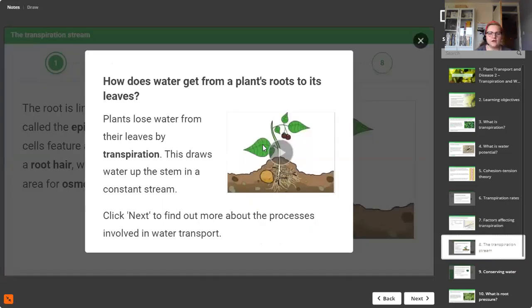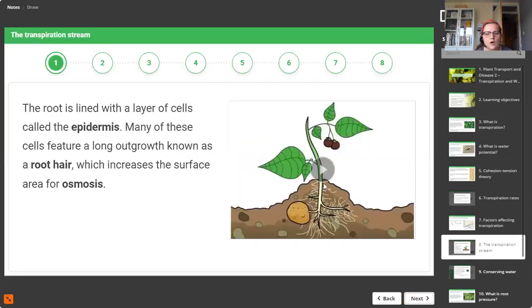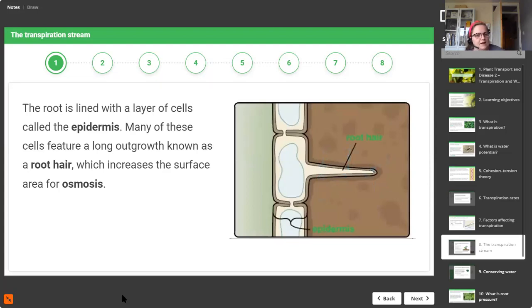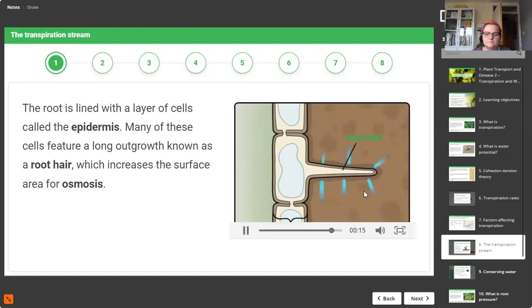So how does water get from the plant's roots to its leaves? We're going to look at how this happens. Plants lose water from their leaves by that process called transpiration, and this draws water up the stem in a constant stream. As we know, our root is lined with layers of cells called the epidermis. Many of these cells feature a long outgrowth, which we call the root hair. The root hair is great because it increases surface area for osmosis to occur in.